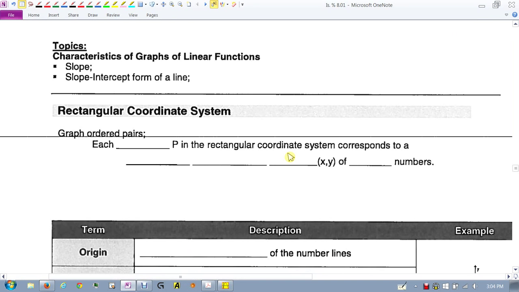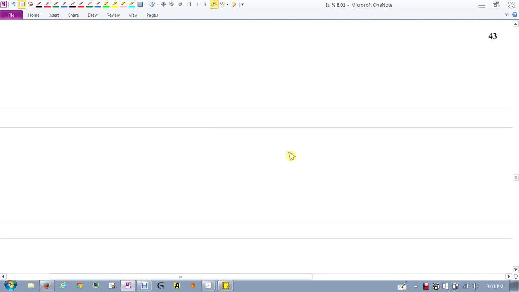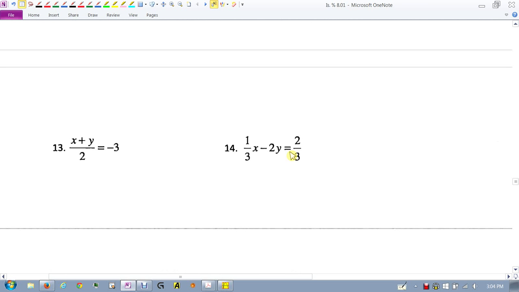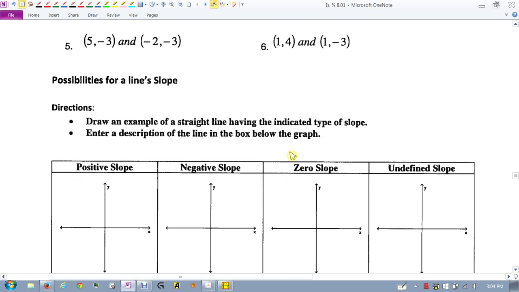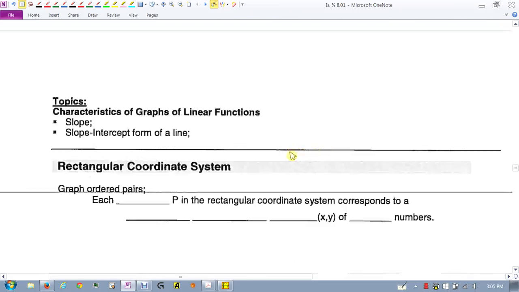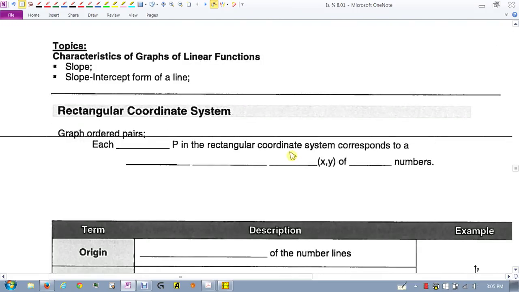All right, moving right along here. We're still in the first test packet, but we're actually getting kind of close to the end. So let's see what we can get done here. All right. So topics, characteristics of graphs of linear functions.